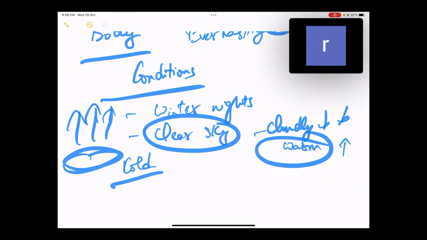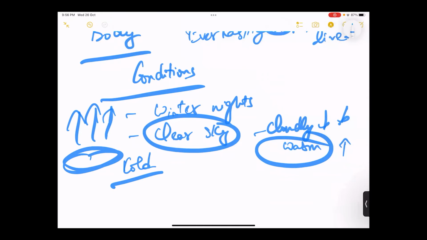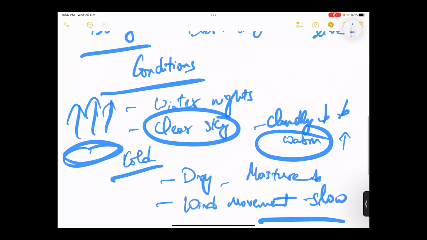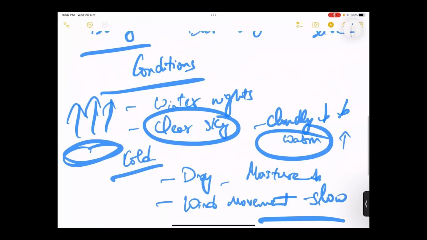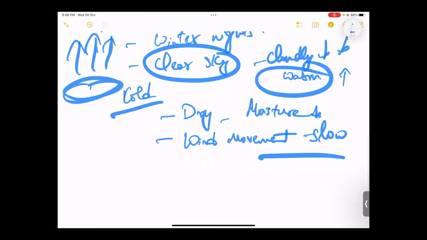And then the area near the surface should be dry. The moisture content should be less. And also the wind movement should be very slow in nature. Fast wind movements will not support this kind of temperature inversion. So these are the conditions which are favorable. Write 1 or 2 lines about these conditions. So that will finish the first part of your answer.